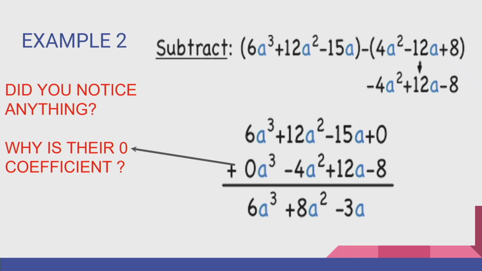Our second expression, 4a squared minus 12a plus 8. It starts with a squared, the highest exponent is 2, then it goes down to 1. Yes, this is also in standard form of polynomial. Our step 3 was we have to distribute our negative sign. So negative times 4a squared. Let's do that example.